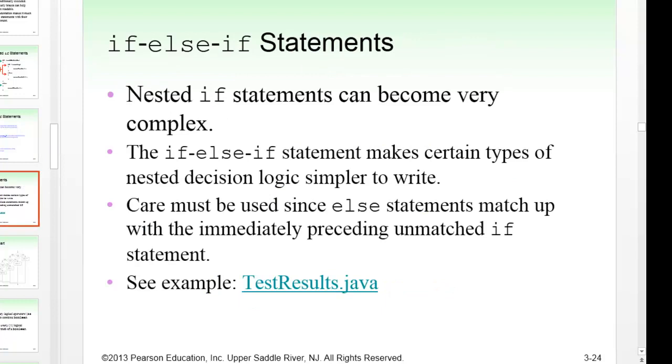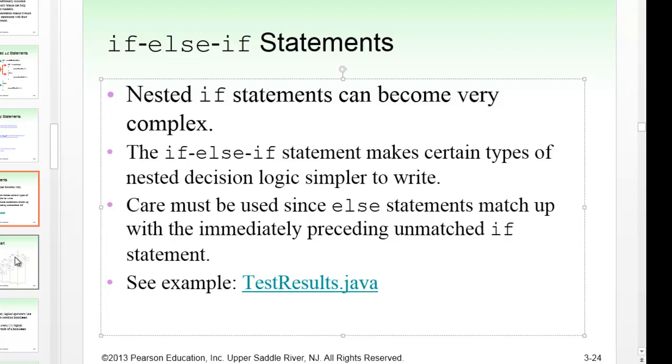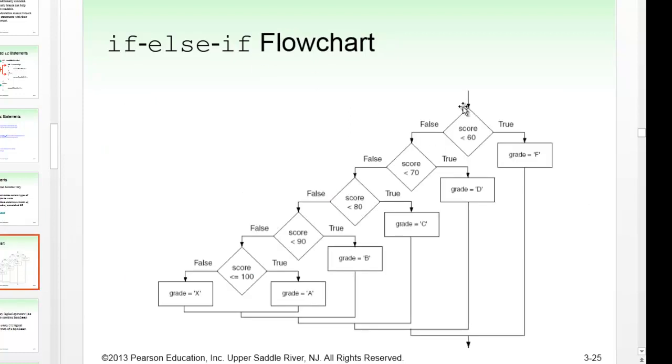Okay, so nested if statements can become very complex. So the if-else-if statement makes certain types of nested statements a little bit cleaner. It can be a little bit more user-friendly and reader-friendly when you're looking at the code. This is what an if-else-if flowchart looks like. You go in here, let's say the score is less than 60. If it is, then you set the grade to F and continue along your way. If it's not, then you say, oh, well, is the score less than 70? If that's true, you give them a D and go on their way. If it's false, you continue to test this and keep going.